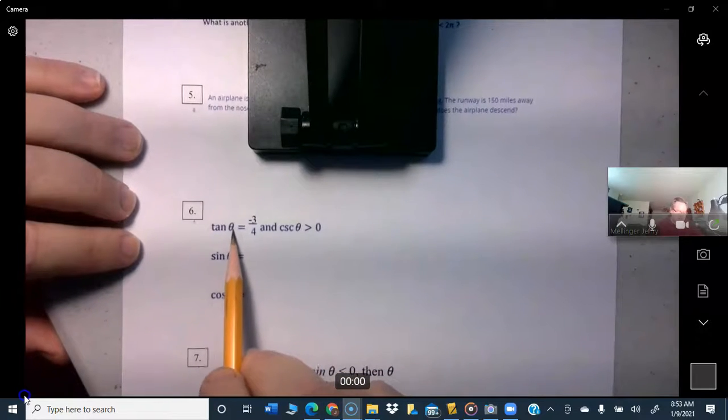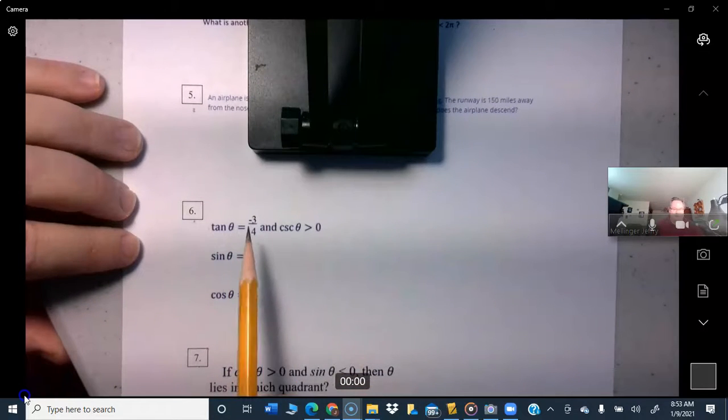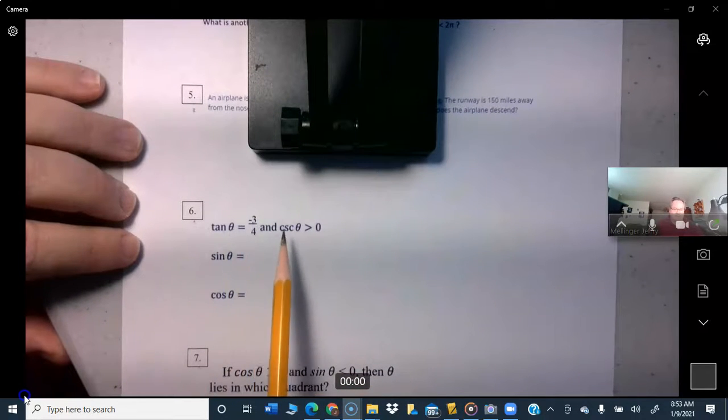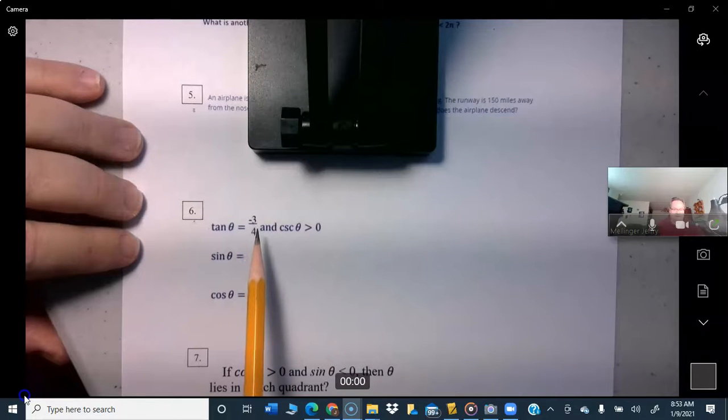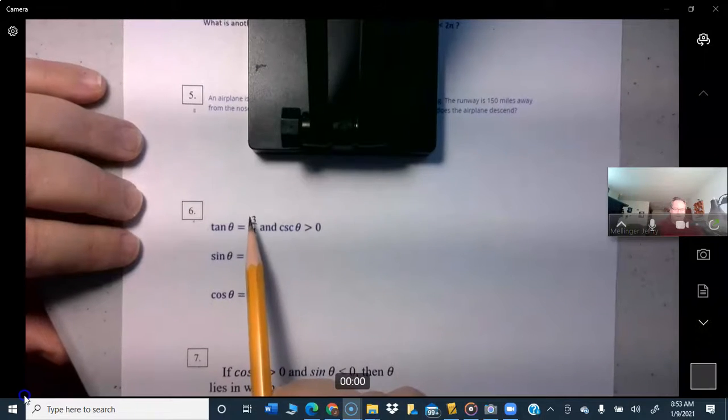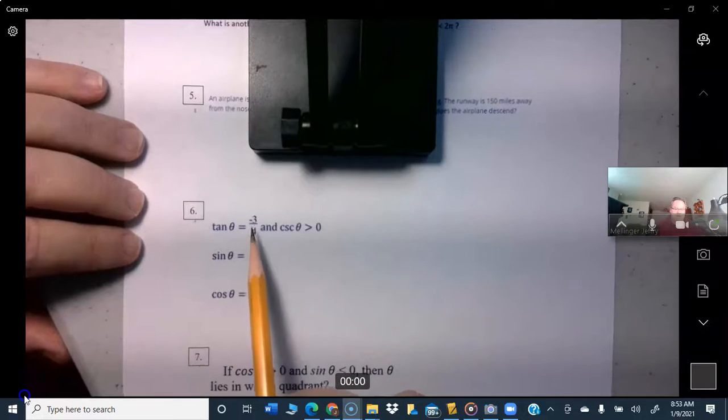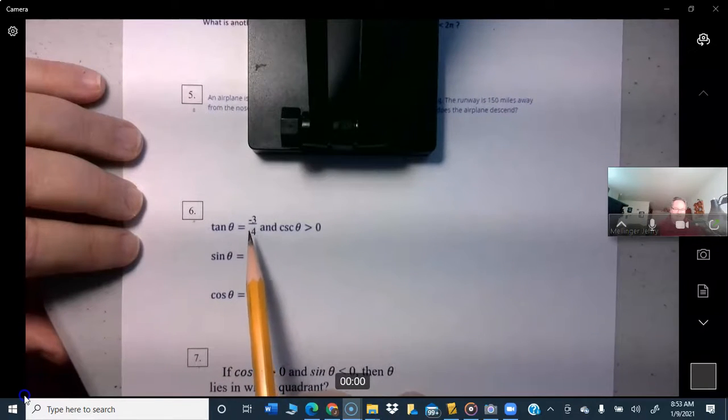Okay, so you have a tangent of theta. It's a little bit of a tricky problem. Just follow this carefully, and it's not too bad once you understand how it's worked. So you have a tangent of -3/4. Okay, so that means tangent means that the opposite over the adjacent is going to be 3. Now you can't say it's -3, and the adjacent is 4.